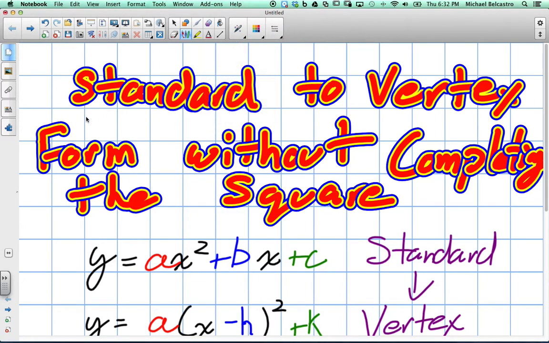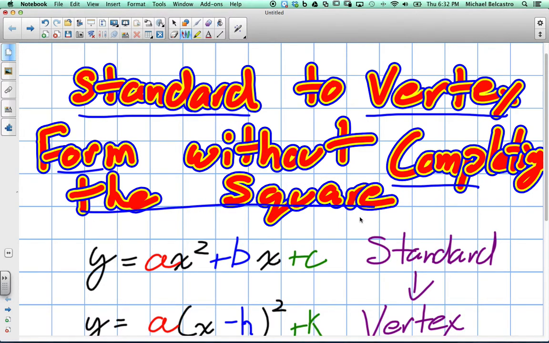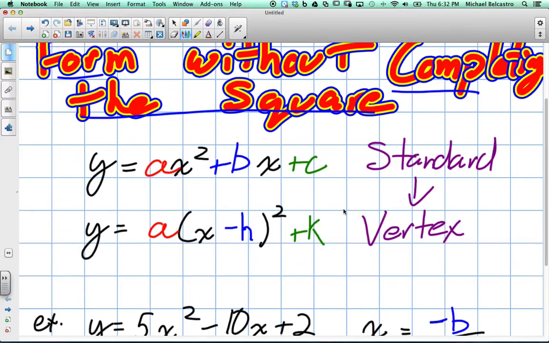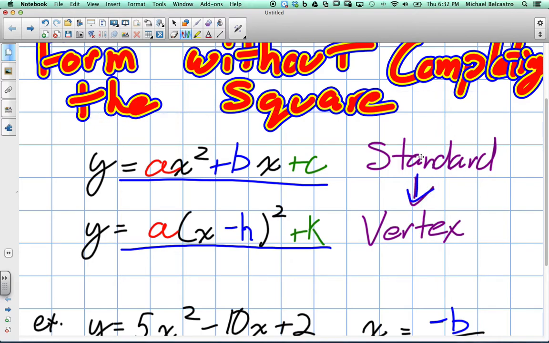Okay, we're going to go over going from standard to vertex form without completing the square. So we're looking at quadratics, and this is the standard form of a quadratic, and this is the vertex form of this quadratic. And normally the way we go from standard to vertex is going through a process called completing the square, which can be tedious and sometimes hard to remember. So there are actually two small formulas that can help us move from one form to the other.